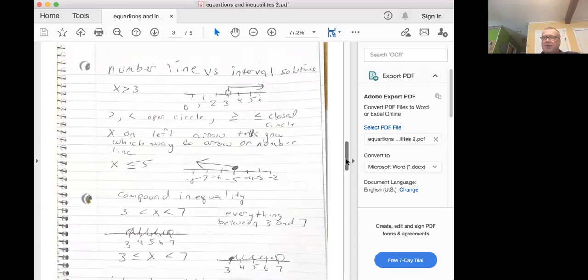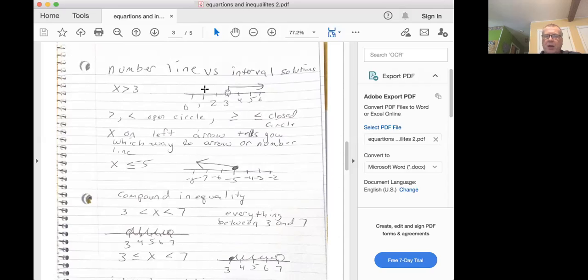Now there are 2 types of notation that we have when we talk about inequalities. One is called number line notation, and the other one is called interval notation. The number line notation, or solution, let's suppose we have x is greater than 3. Okay? So when we have a less than or greater than, we use an open circle. When we have a greater than or equal to, or a less than or equal to, we use a closed circle. Since this is greater than, we use an open circle at 3. 3 is what we call a critical point.